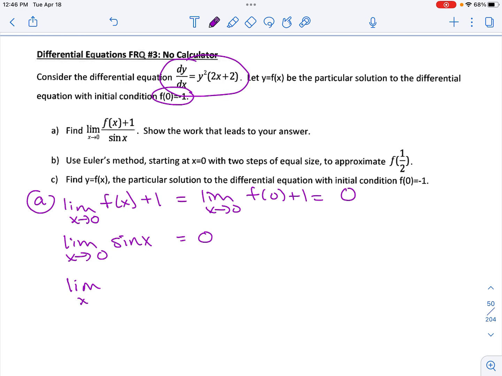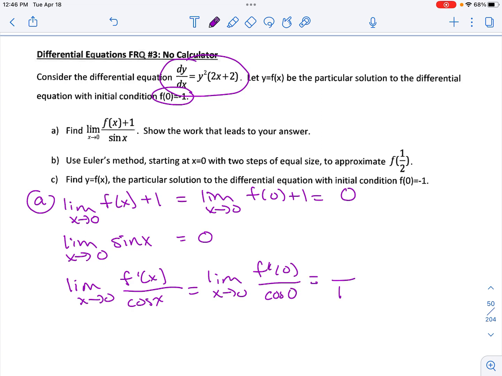So L'Hopital's rule says that I take the derivative of the top separately, derivative of the bottom separately, and let's go ahead and plug in the 0 now. So if I do that, I have cosine of 0 here. I know the bottom is 1. F prime of 0 is going to be the slope. Notice it's given at x equals 0 and y equals negative 1. So if I plug that in, notice you get negative 1 squared times 2. So that'll give me positive 2. So this limit is actually 2.